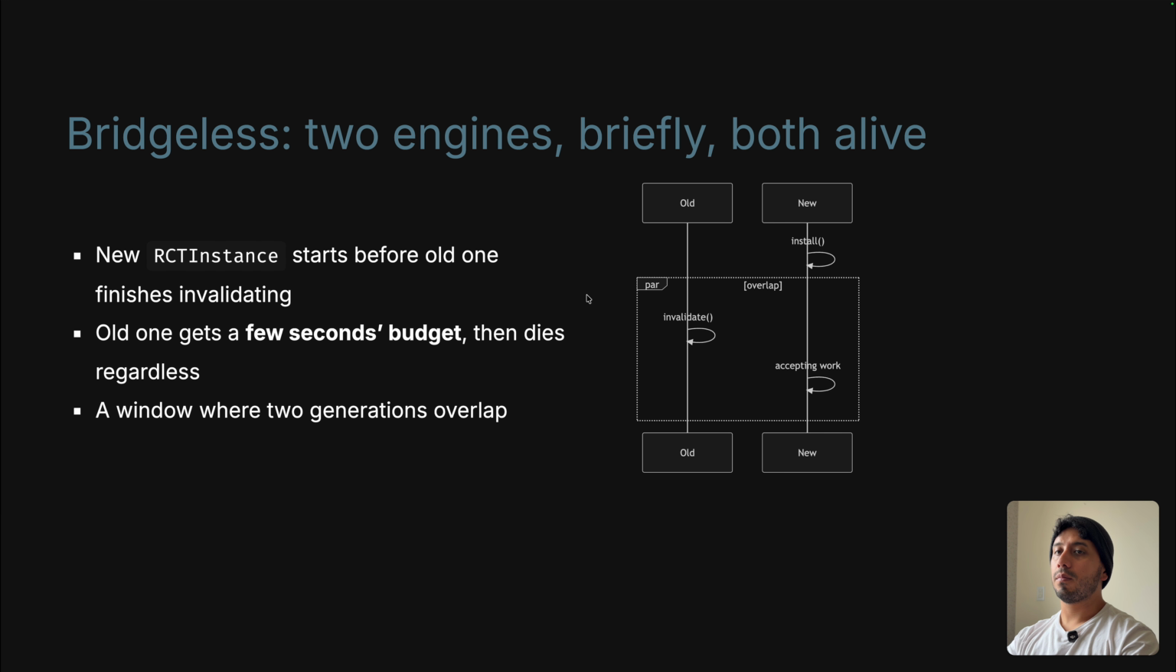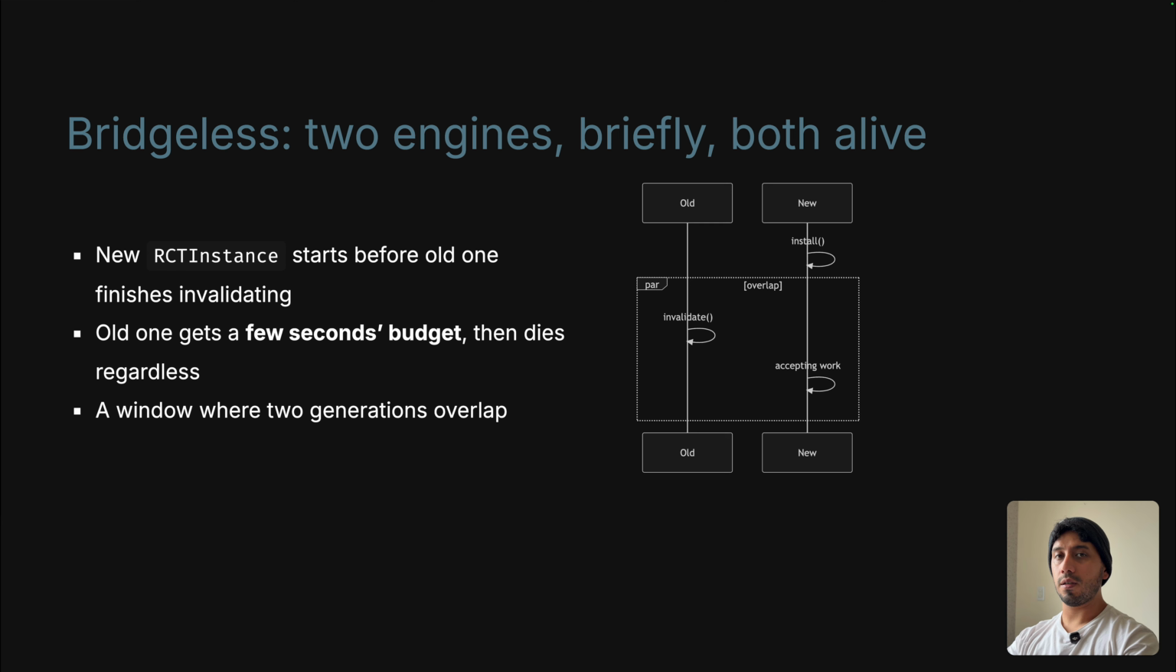But I don't know if this was an intentional change or just an architectural change. Now that we have bridgeless mode, the React Native runtime doesn't really wait for the resources to be completely cleaned up before starting the initialization of the modules. So now a new RCT instance starts before the old one finishes invalidating. And the old one gets a few seconds. It depends on the implementation.